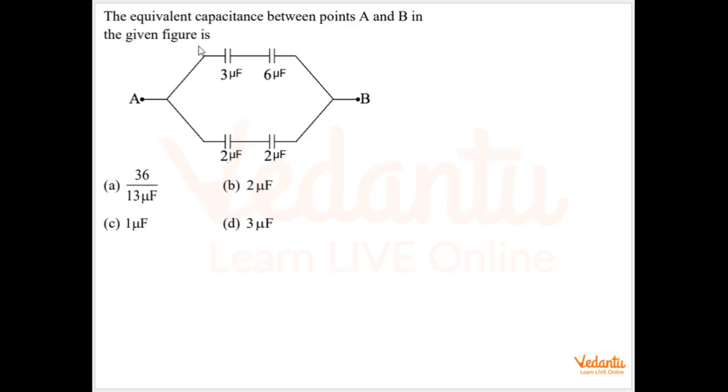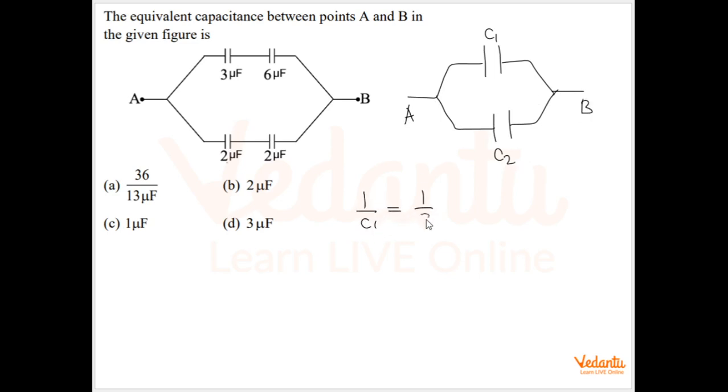In this question, we have to calculate the equivalent capacitance between point A and B. So first, what I will say is that the 3 and 6 are in series. Let's say their equivalent capacitance is C1. And the 2 and 2 are also in series. Let's say their equivalent capacitance is C2. Now C1 can be written as 1 by C1 is 1 by 3 plus 1 by 6. That gives me C1 is equal to 2 microfarads.